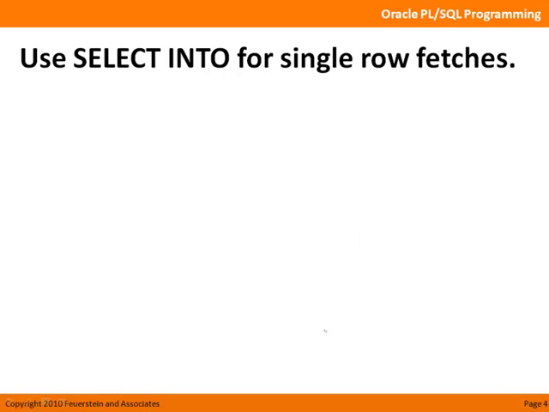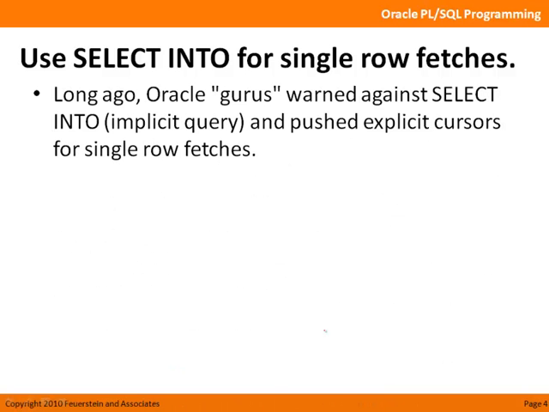Use SELECT INTO for single row fetches. Well, if you've been around Oracle for a long time, you might remember that a long time ago, like back in Oracle 6, gurus, experts like myself, warned against using SELECT INTO, an implicit query, and instead recommended that you always use explicit cursors for single row fetches.